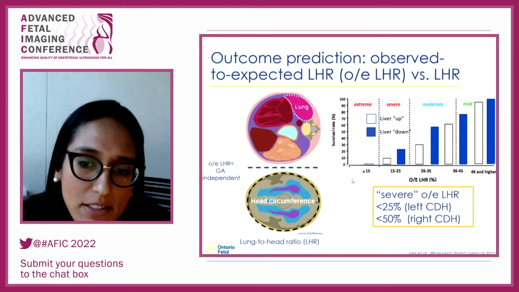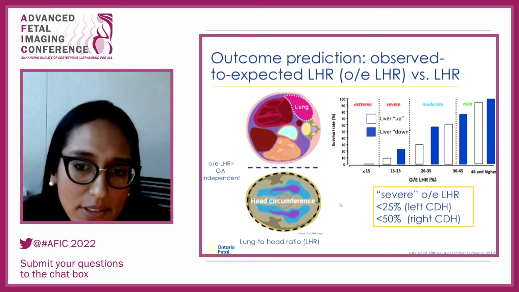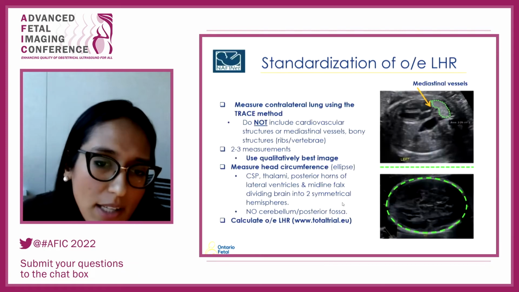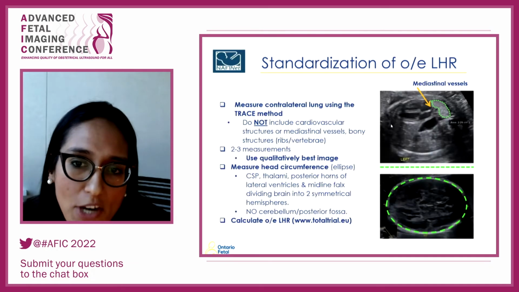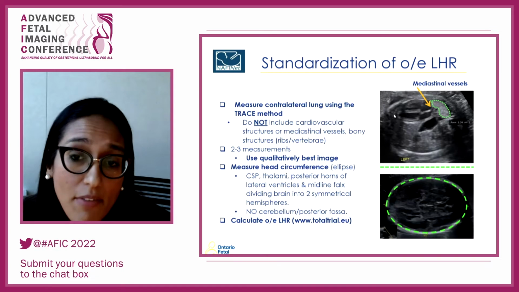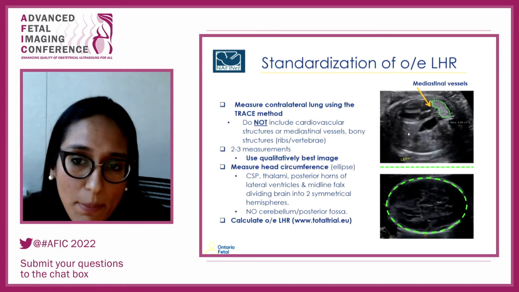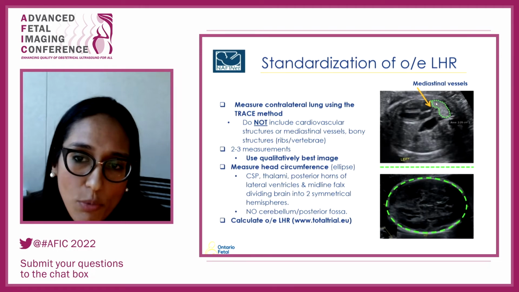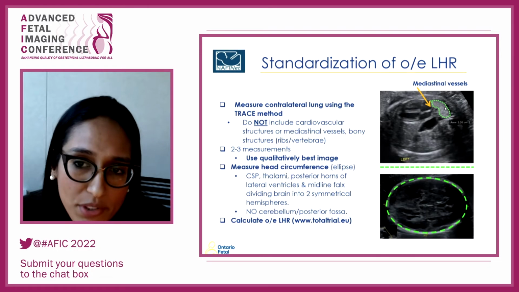So these are often the numbers we use for counseling as well, but this is just to understand the principles behind this prognostic indicator. So how do we actually measure this? Again, emphasizing you need an axial view of the chest where you see a single rib on each side. You have the contralateral lung. So for left CDH, the right lung and the heart up there close to the transducer.